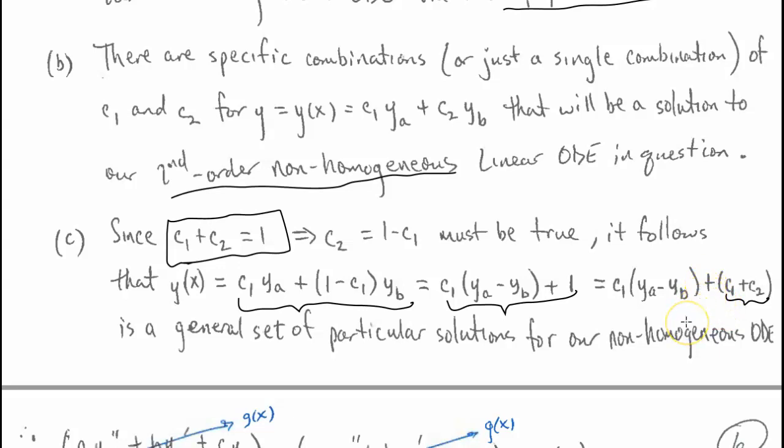Now, what this is telling us is that if what we're trying to do is find a general solution for the non-homogeneous second order differential equation, then that solution is going to look like a constant times the difference in between our two particular solutions that we said we had, plus another constant, and that constant will always have to be 1.